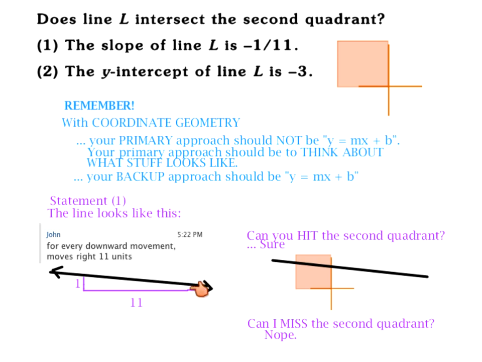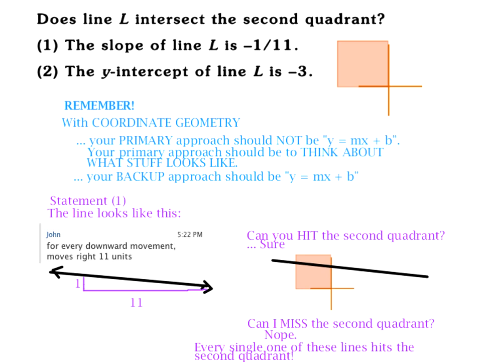But no, because remember, it's inexorable, right? For every 11 you go over, it goes up 1. So if you are a billion units down below the x-axis, then if you go over more than 11 billion units, you will wind up in the second quadrant. So you always have to hit it. So every single one of these lines hits the second quadrant.